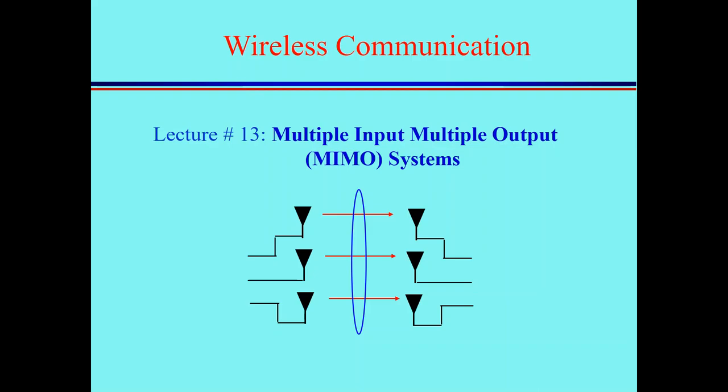It can help us avoid the fading of the channel and mitigate it significantly. It can help us in avoiding interference. It can help us in security. It can help us in tracking and detection. And so MIMO has so many applications in wireless and other fields as well.